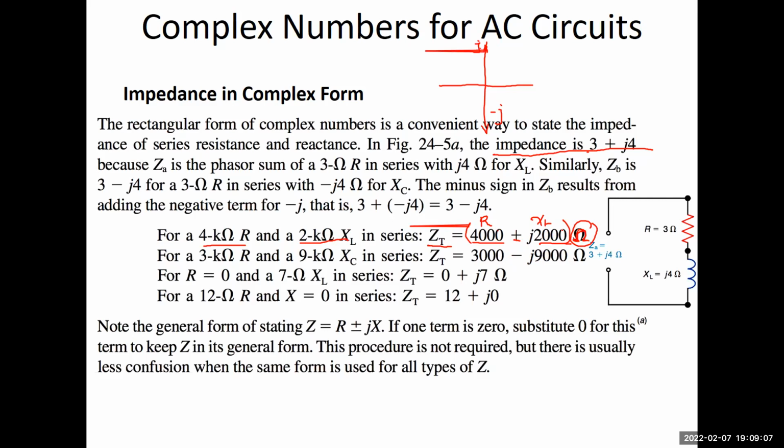Okay? So similarly, if we have 3 kilo ohms of R and 9 kilo ohms of XC, then the total impedance Z sub T is equal to 3,000 for the 3 kilo ohms R. And since this is XC and they are connected in series, therefore it would be negative j 9,000 for the 9 kilo ohms XC. And then we now affix the symbol for resistance, which is the ohm.